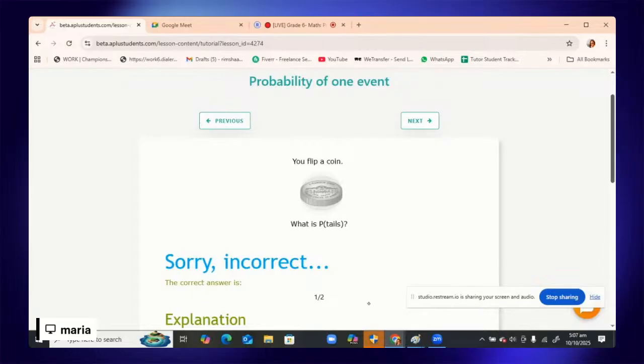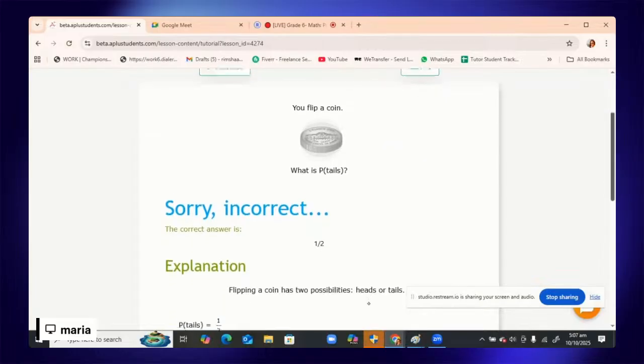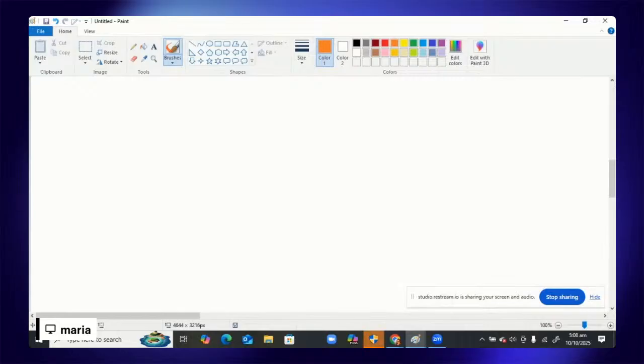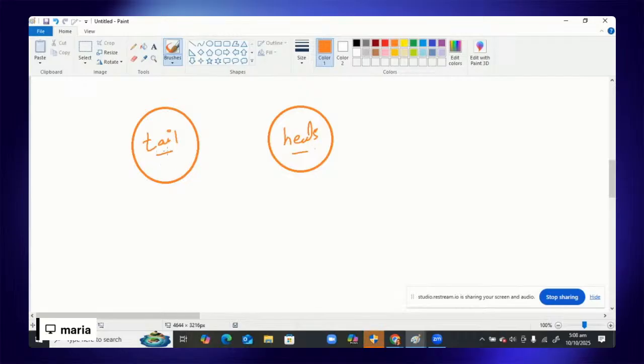So they are saying that you flip a coin. So what is the probability of tail? Let's suppose there is a coin. For the coin, there are only two possibilities. When you flip it, it may be tail or it may be heads. Am I right? So there are only two possibilities for a coin when you flip it. It may be the tail, it may be the heads.